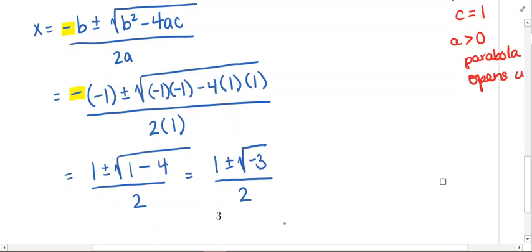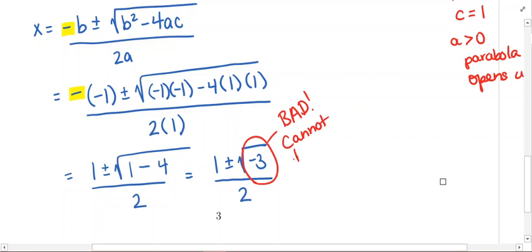At this point, you're like, uh-oh, because I see a negative under the square root. This is bad. We cannot have a negative under the square root.